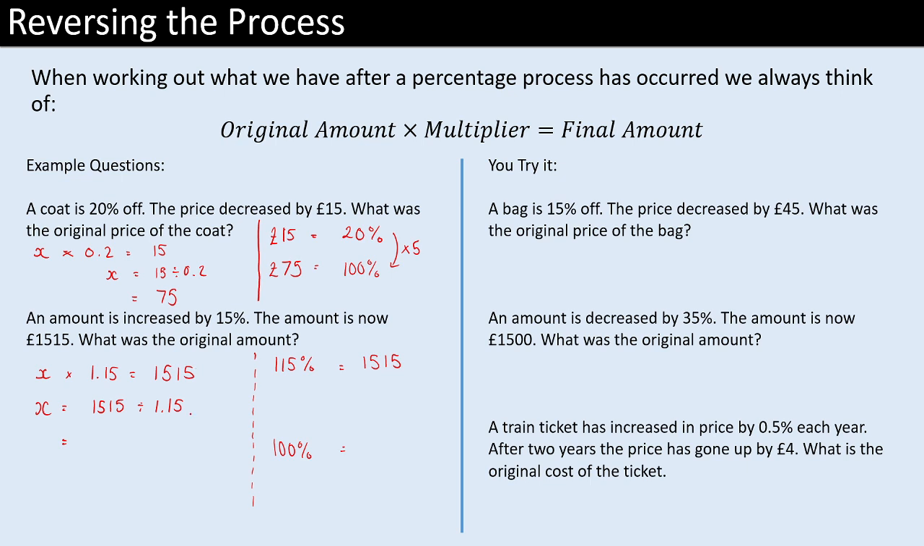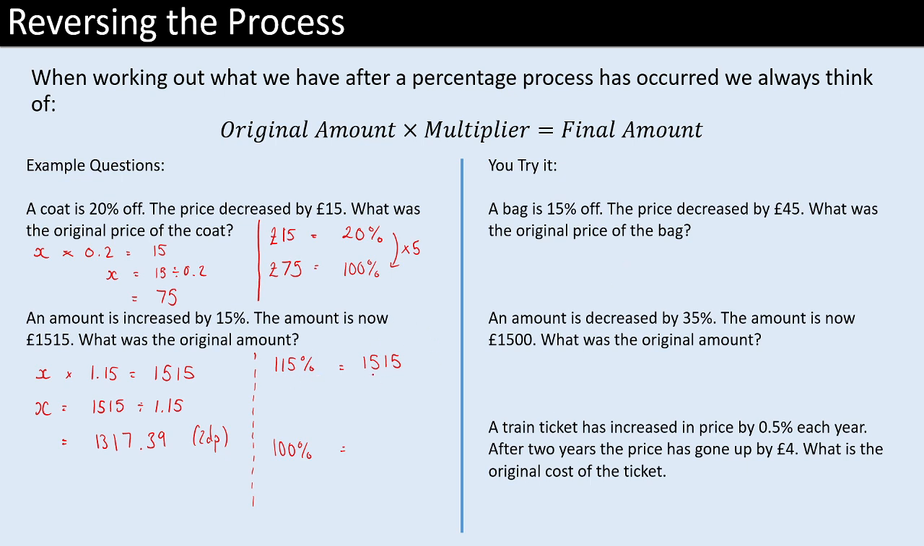My calculator says that this is 1317.39 to 2 decimal places. And we can check that. We can put that back into the top line to see if it works. So I could type 1317.39 times by 1.15 and see if it gives me 1515, which it does when rounding.